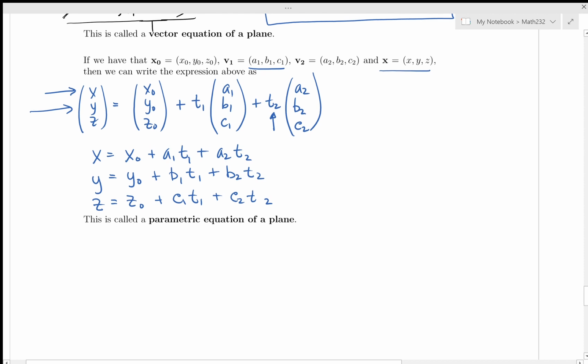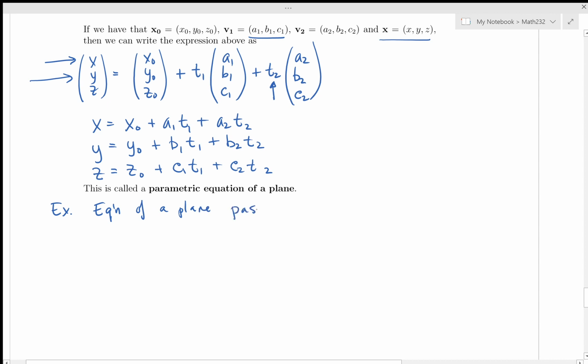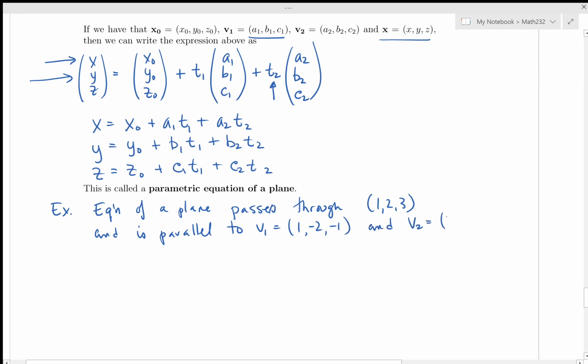Okay, let's take an example here. We're going to try to find the equation of a plane that passes through 1, 2, 3 and is parallel to v1, 1, minus 2, minus 1, and v2, which is 3, 4, minus 2. So v1 and v2 are not 0, and they're also not parallel themselves. We need to have that. Think about why that is. If v1 and v2 were just scalar multiples of one another, would you be describing a plane or not?